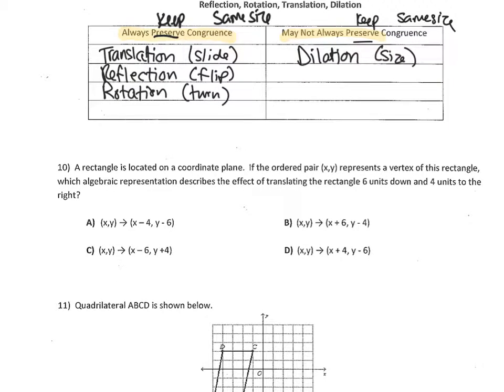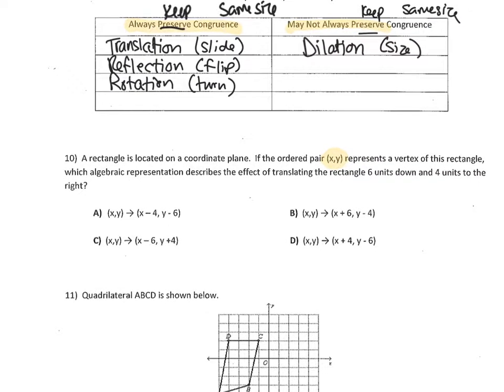Number 10. A rectangle is located on a coordinate plane. If the ordered pair x and y represents a vertex of this rectangle, which algebraic representation describes the effect of translating the rectangle 6 units down and 4 units to the right?